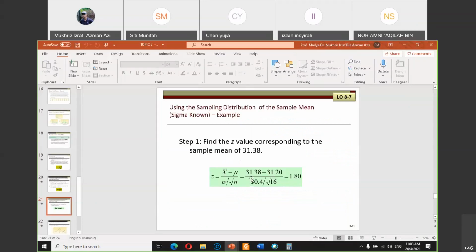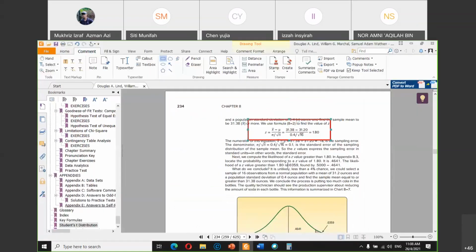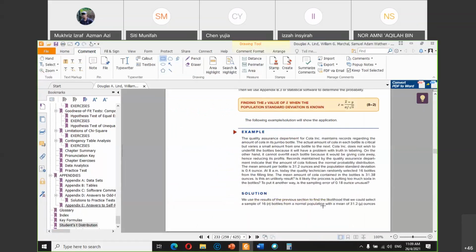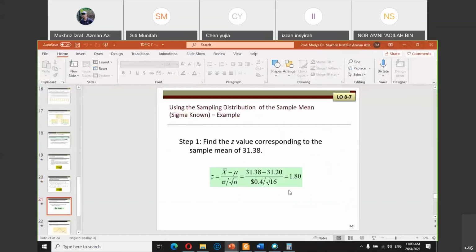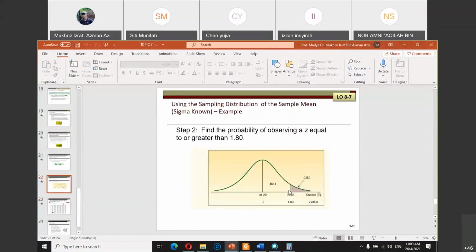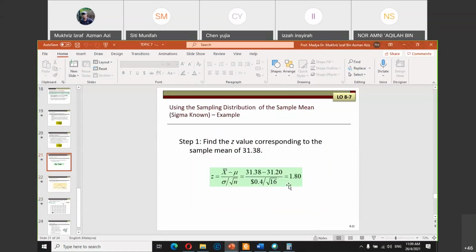So basically to get the Z value, you follow the same procedure, but now it's not X, now it's X bar minus mu divided by sigma over square root of n. If you go back to the main textbook, you can find this information: where you get the sigma and the sample size. Then the rest is the same, and you get Z to be 1.8.